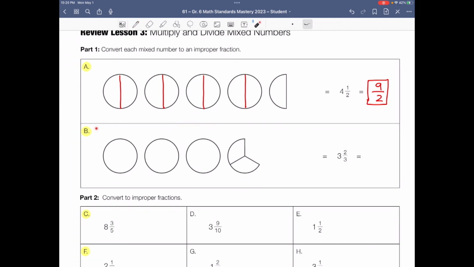Next is box B. So we have 3 and 2/3. There's the whole number 3. There's a fraction 2/3. So let's turn everything into thirds instead of having whole numbers and thirds. So draw a dot in the center. Draw a line straight down. Branch to the left. Branch to the right. This is broken up into thirds. Break up the next circle into thirds. Drop straight down, branch to the left, branch to the right, and then keep going.